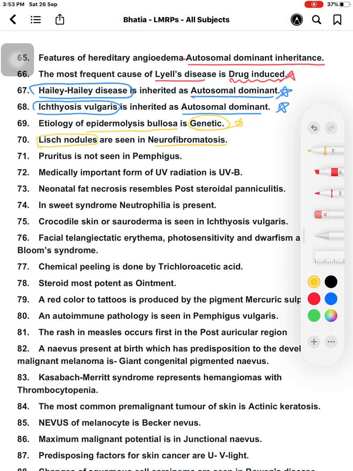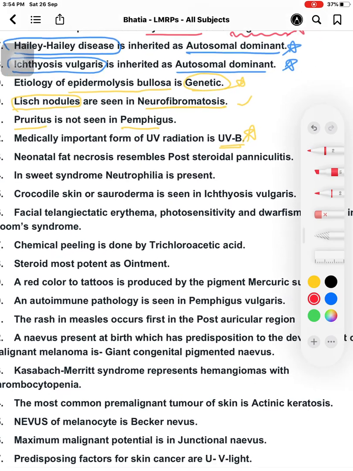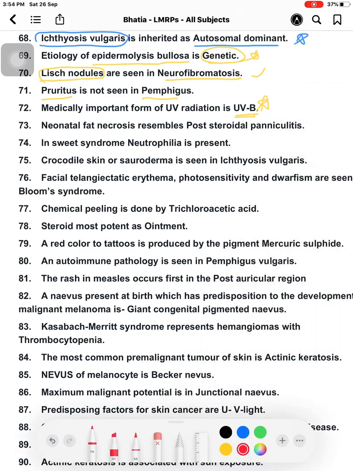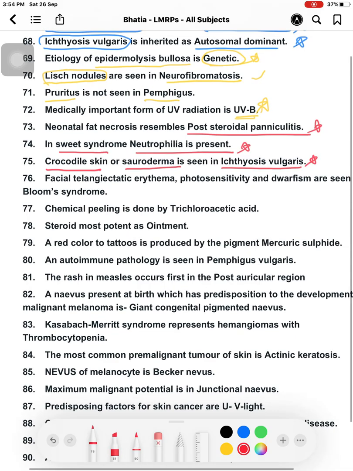Leash nodules are seen in neurofibromatosis. Pruritus is not seen in pemphigus. Medically important form of UV radiation is UVB. This is a very important MCQ. Neonatal fat necrosis resembles post-steroid panniculitis. In Sweet syndrome, neutrophilia is present. This is important. Crocodile skin or sauroderma is seen in ichthyosis vulgaris.